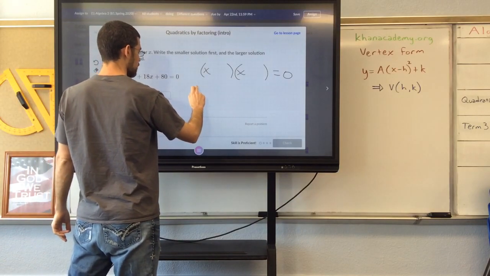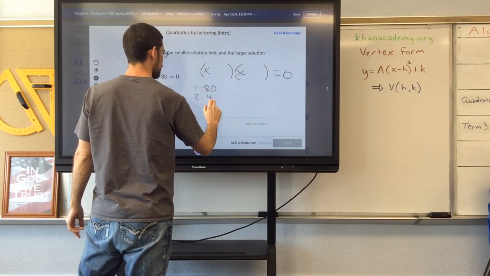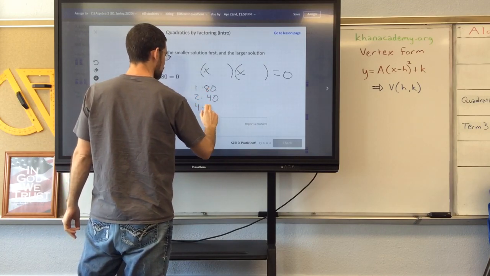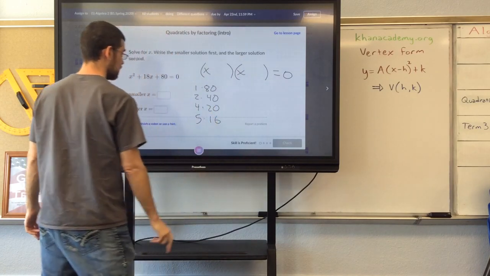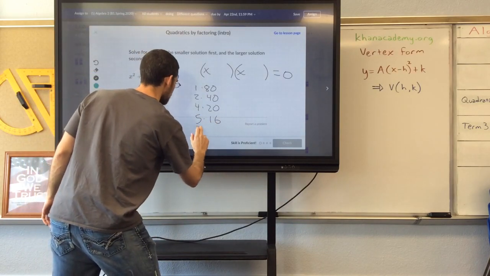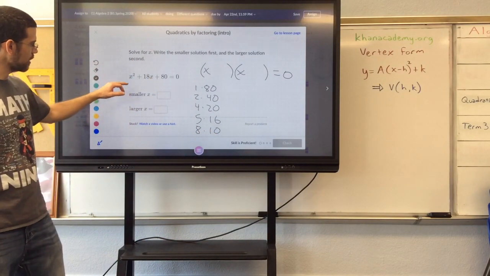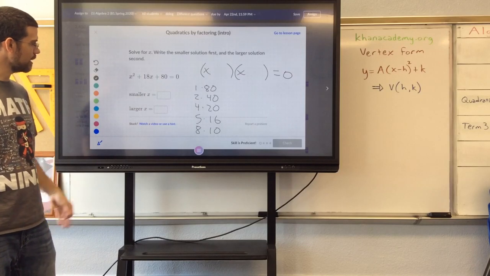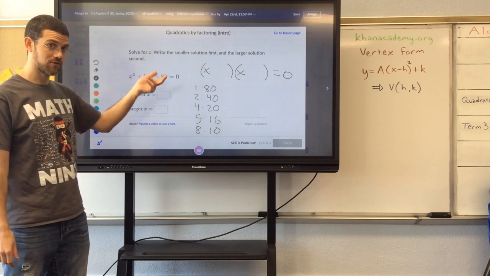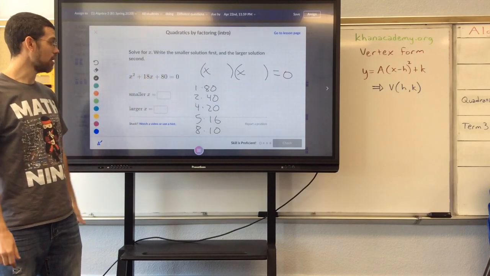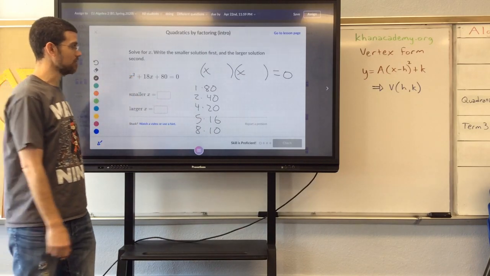So 80 can equal 1 times 80, 2 times 40, 4 times 20, 5 times 16, 8 times 10. Let's see if any of these add up to 18. Think about our sign first of all. We're going to have a positive product and a positive sum. Positive times a positive is positive. Negative times a negative is positive, but a negative plus a negative is not positive, so we need positives.